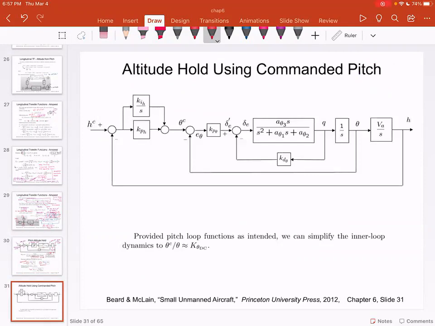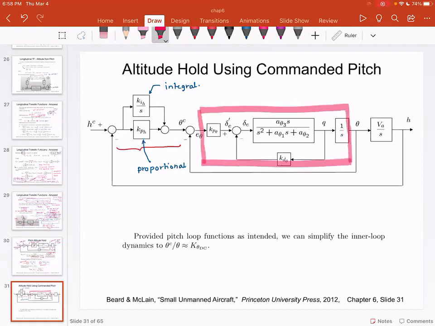Next step is altitude hold using the commanded pitch. So you have an inner loop, and now what you have is this altitude hold loop. And this actually looks similar to the lateral autopilot. So once the inner loop is controlled, now we have to go to the outer loop and look at this outer loop. It has a proportional gain. This is a proportional gain. And then you have an integral gain. And everything else, the values of KD, from here onwards, we already took care of it. So this is taken care of in the previous iteration.